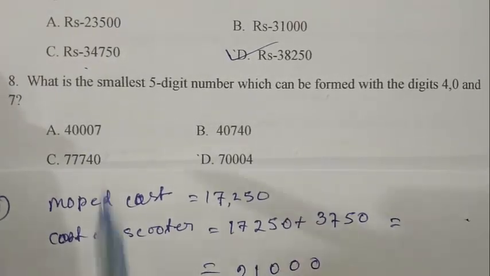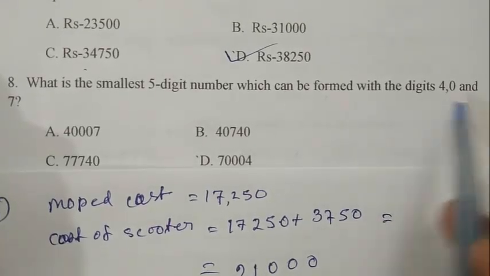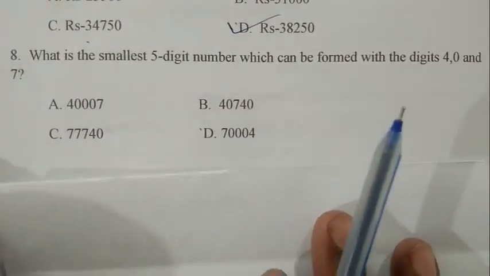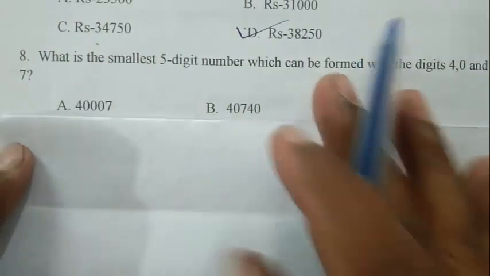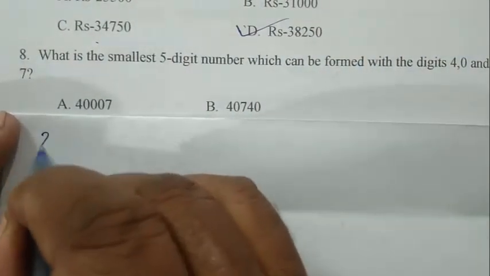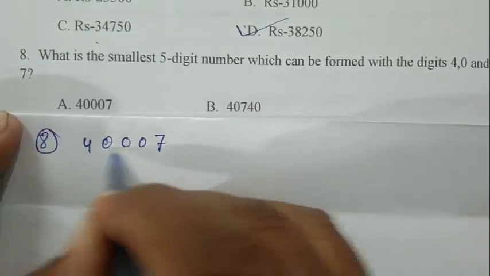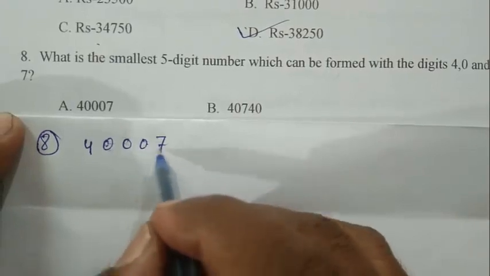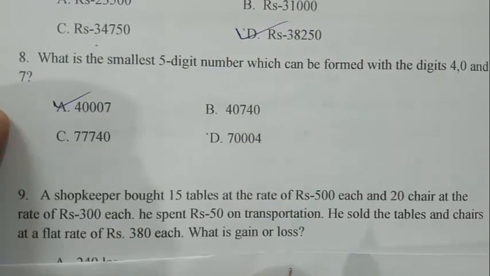Question number 8. What is the smallest 5-digit number which can be formed with the digits 4, 0 and 7? So the smallest 5-digit number, we have to write the smallest number, that is 4 first, after that put 0, 0, 0, 7. For 5 digits we have to put 0 0 before the 7. So A is the right answer.